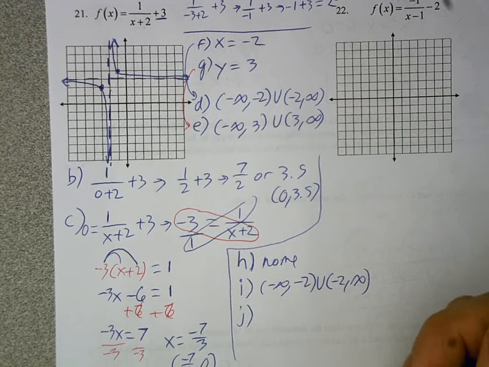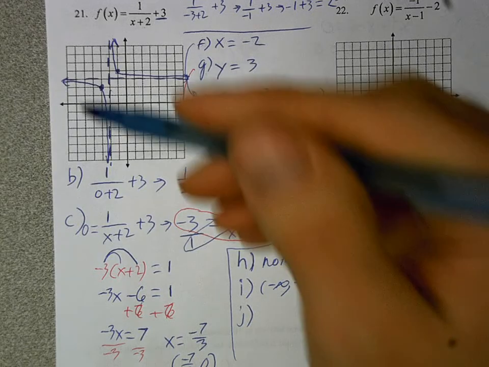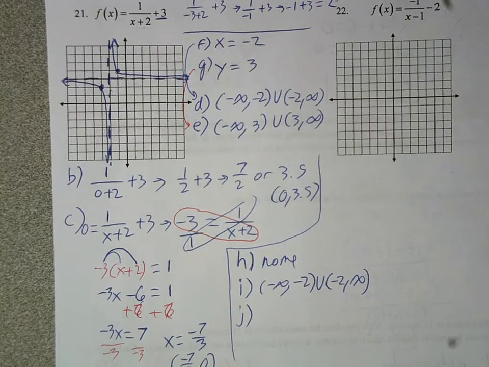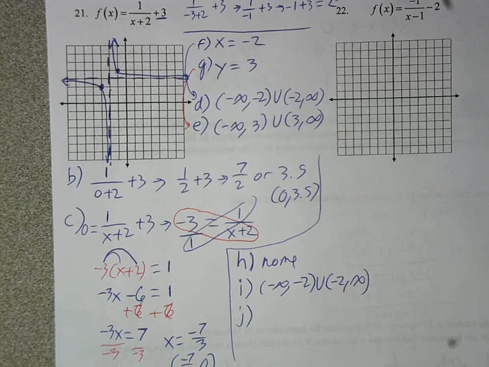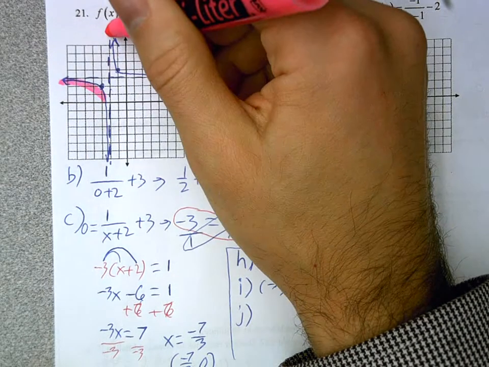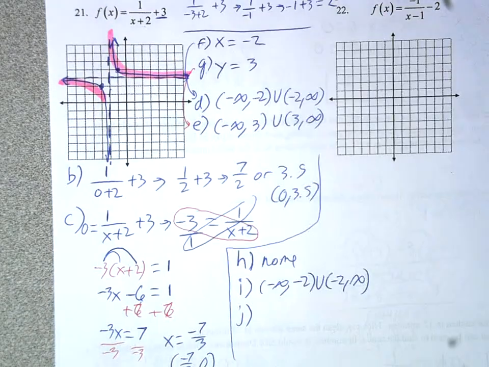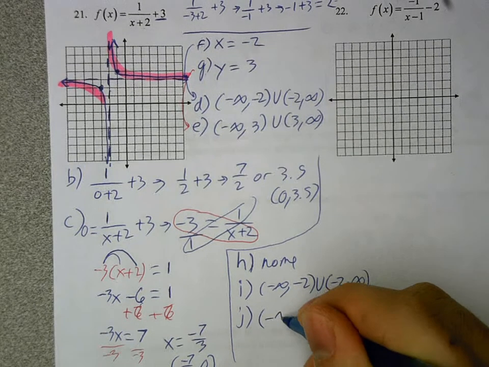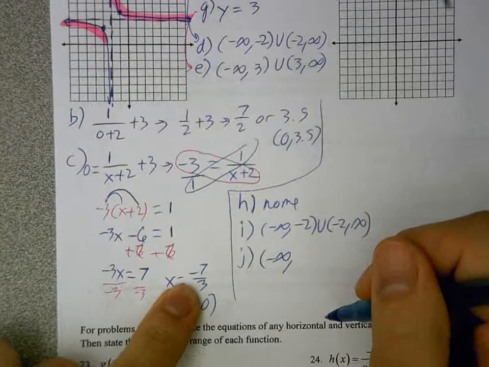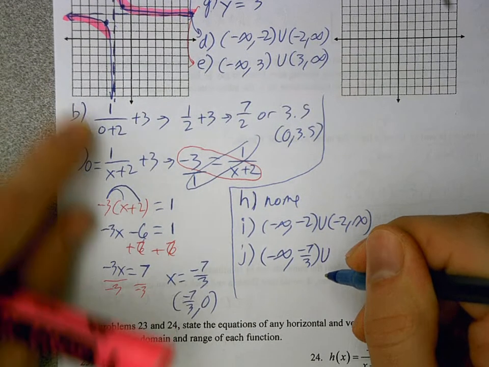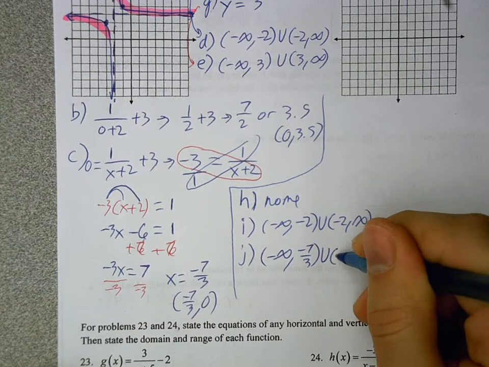J, where is it greater than 0? It's greater than 0 everywhere it's above the x-axis, which means almost the entire graph. It is above the x-axis here and here, which means negative infinity to the x-intercept, negative infinity to -7/3. And then from the vertical asymptote to infinity.